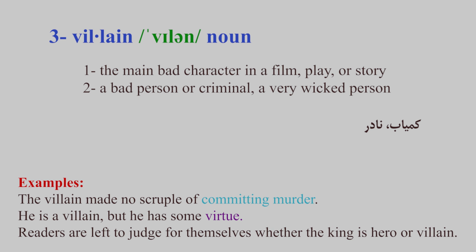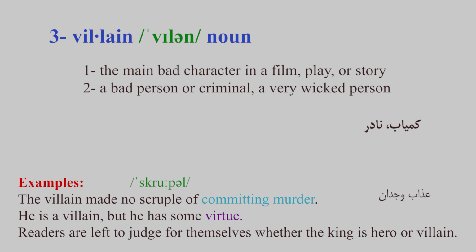And examples. The villain made no scruple of committing crime. I like this example. A scruple is a qualm of conscience, and it means that this villain just commits a lot of murders and doesn't think about it. And it means pain of conscience. And you can see there is another collocation here, commit murder. Commit is a good word, first of all. It means to do. But for murder, we use commit murder. Commit a crime or commit suicide.